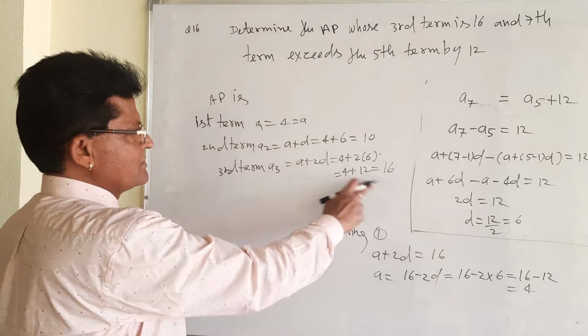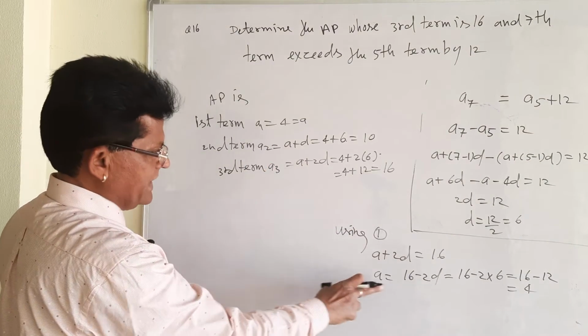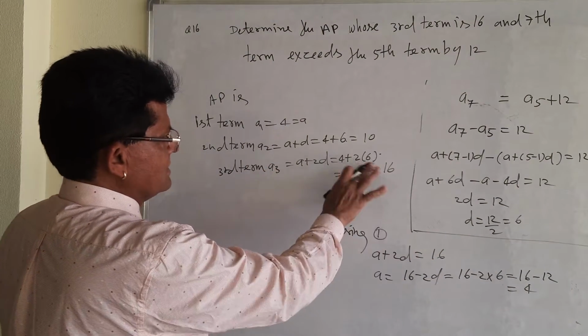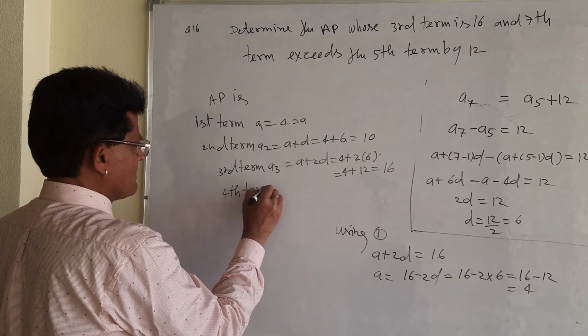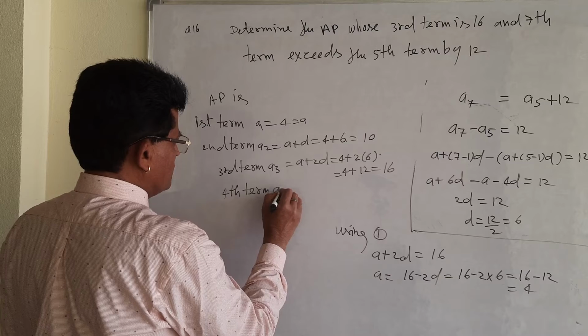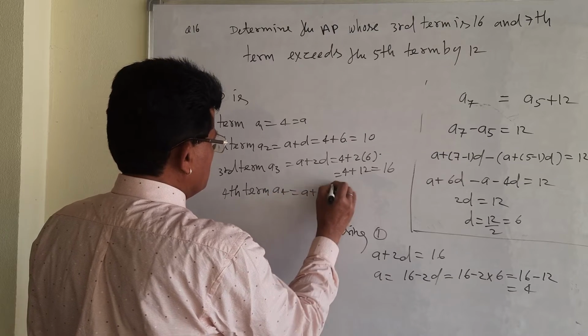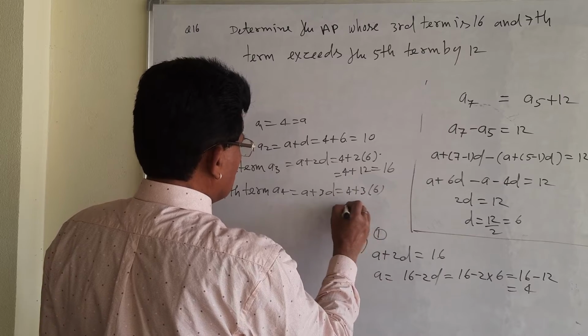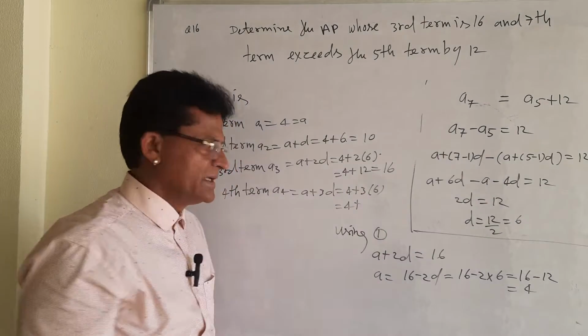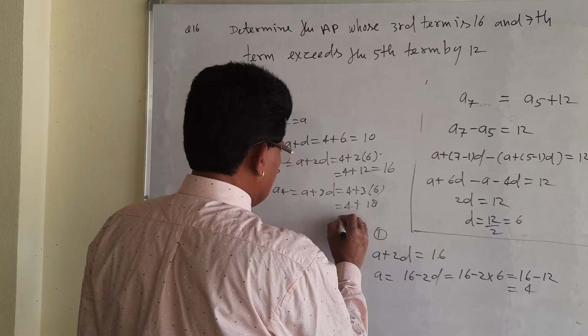You see? A is 4, we already got, and D is 6. Substitute it. And fourth term, let me take the fourth term, that is A4. A4 will be A plus 3D. Okay, 4 plus 3 into 6. That will be equal to how much? 4 plus 18, and that will be 22.